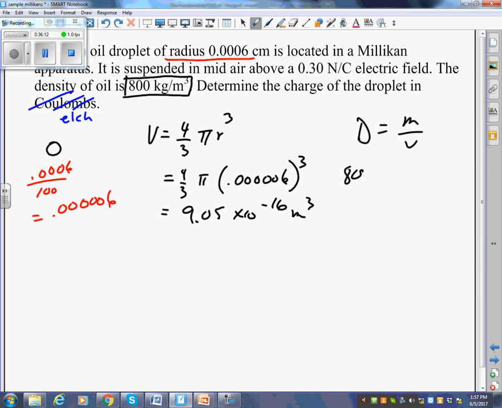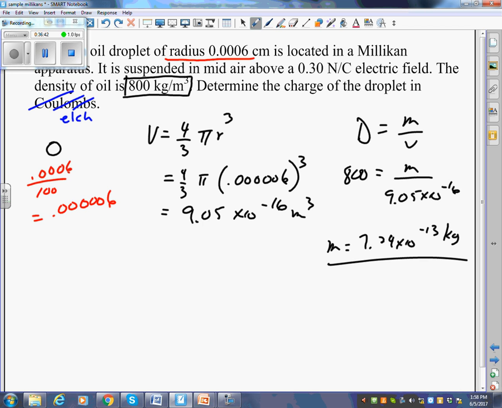Density is 800. We solved for mass. Put the volume down here, 9.05 times 10 to the minus 16. How do you solve that? You're going to end up multiplying by 800. It's going to be a small number multiplied by 800. 7.238. Yep, 7.24 times 10 to the minus 13 kilograms.